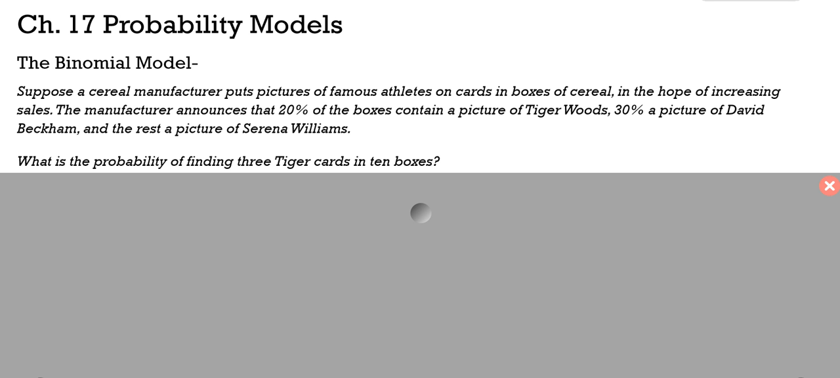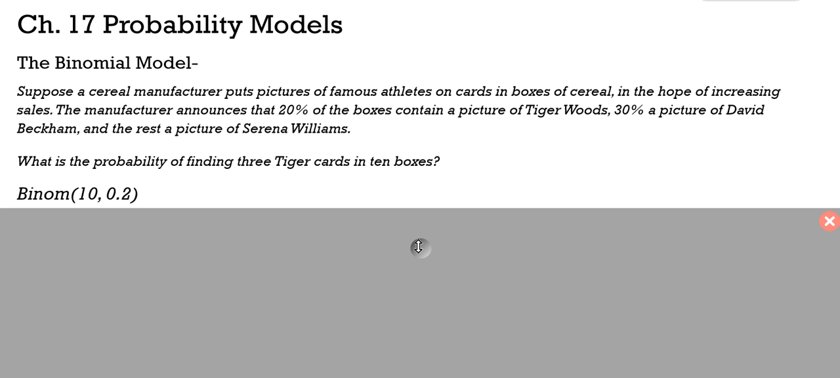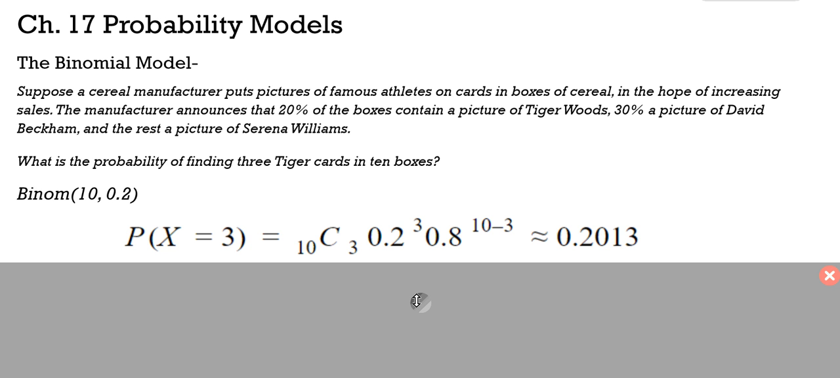So here's an example. We're using our Tiger Woods problem from before. What is the probability of finding 3 Tiger Woods cards in 10 boxes of cereal? We know that the probability of success for finding a Tiger Woods card is 0.2. So our model would be binom 10, 0.2. We would dress it up like this. We'd say the probability of x, because x is our number of successes, so x is equal to 3.